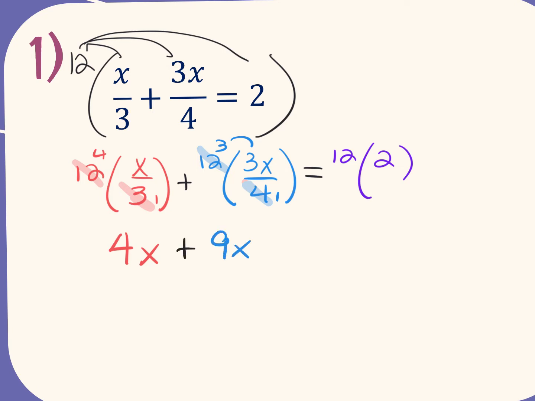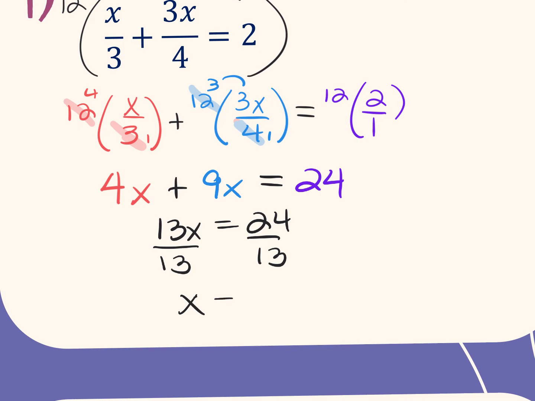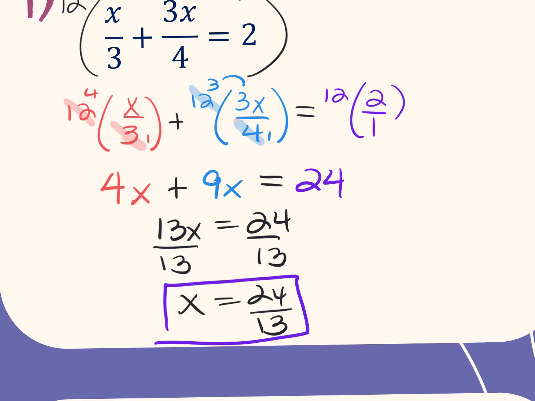Then I'm going to do the same thing over here to the 2. Nothing to cancel on this one. If you wanted to see an over 1, this just becomes a 24. Now I don't have any fractions to deal with, so I'm going to combine my like terms. 4x plus 9x gives me 13x equals 24. I need to divide now by 13, and x equals 24 over 13. I'm okay with you leaving it improper. You don't need to make it a mixed number or a decimal.